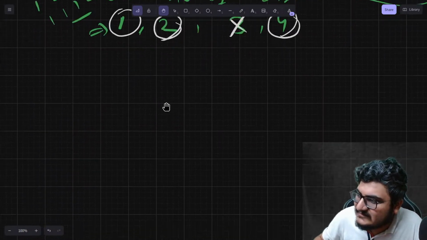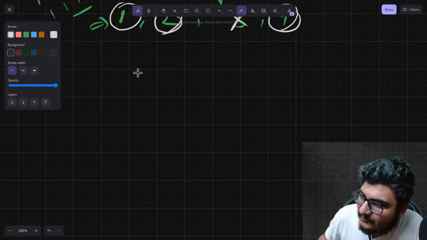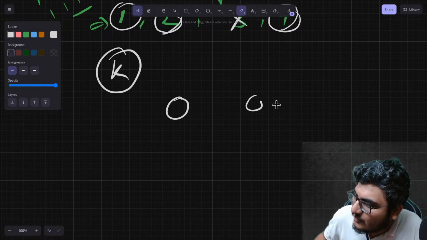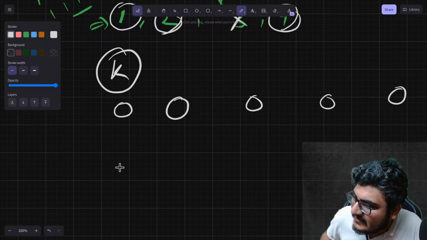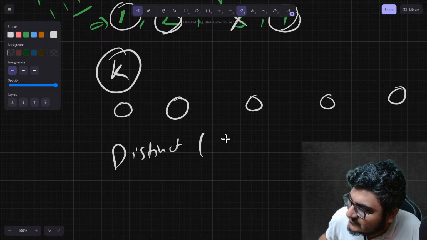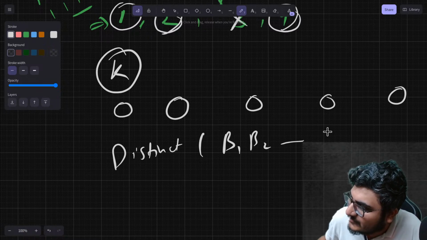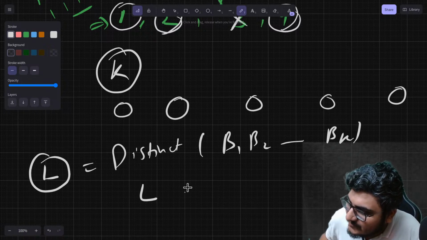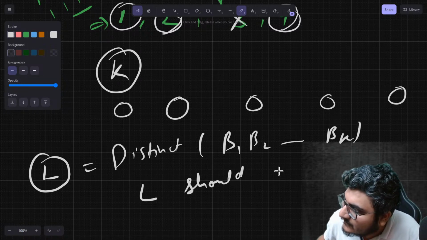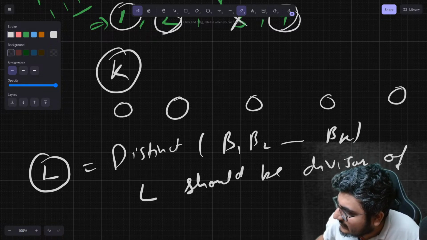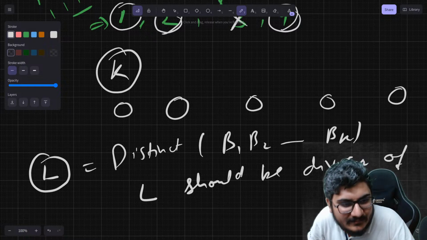So to summarize the problem statement again, we have to find the maximum possible k such that we choose k numbers from the original array. And if we look at the distinct count of those k numbers, let's say the sequence is b1, b2 up to bk, let this be L. Then L should be a divisor of k. Any questions on the problem statement before we try to find out what should be the value of k?